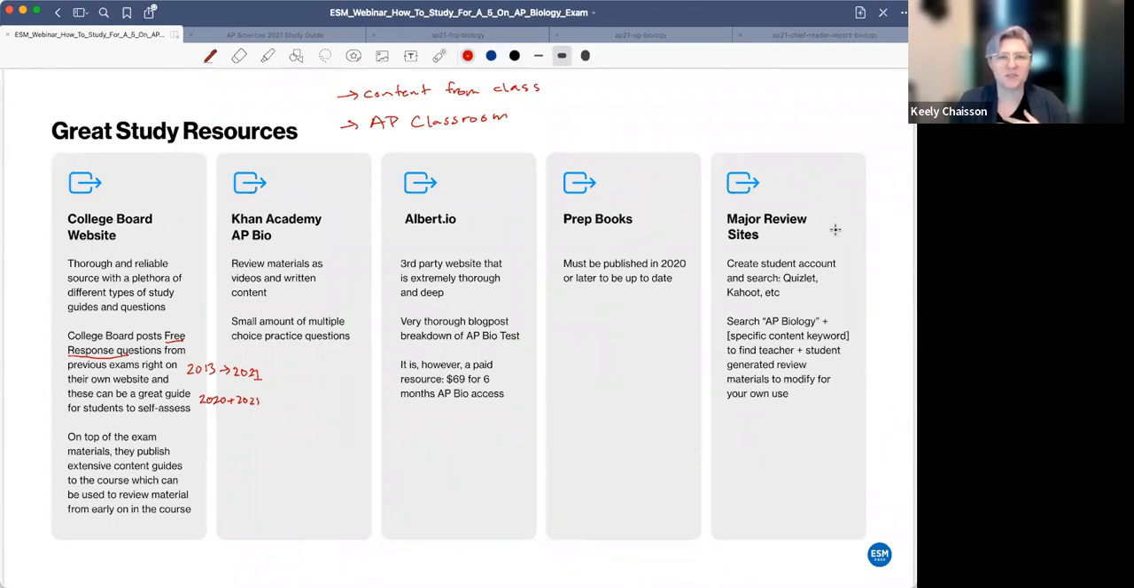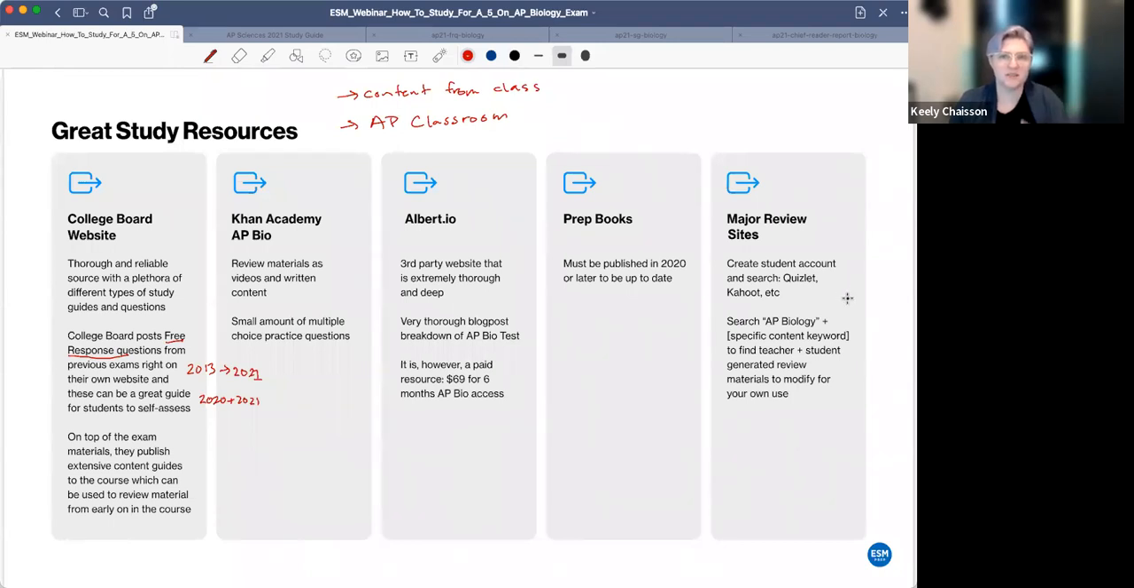Finally, a resource that some students overlook as a possibility is that if you enjoy playing quiz games for review, Quizlet, Kahoot, any of those, you can make a student account and you can make your own quizzes to help you review. Makes your review a little bit more interactive, makes it easy to do on your phone. And you don't have to make the quizzes entirely yourself.